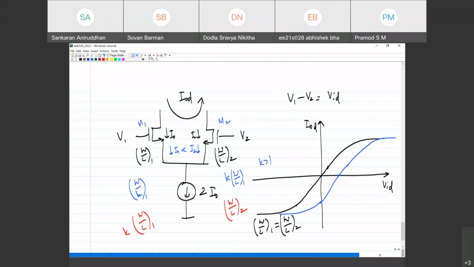Similarly, if you made it W over L2 and K times W over L2, K greater than 1, the reverse will happen. You get a curve like this. Right? You'll get three sets of characteristics. Now imagine you take three of these. You can add the currents. These are high impedance nodes and will act as good current sources. If you add three currents, you will get a fairly broad curve, adding the output currents for the same VID.